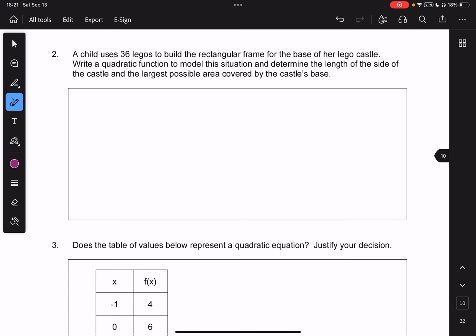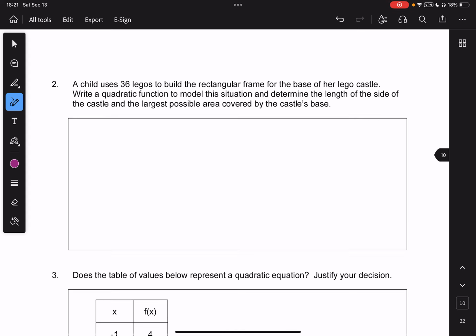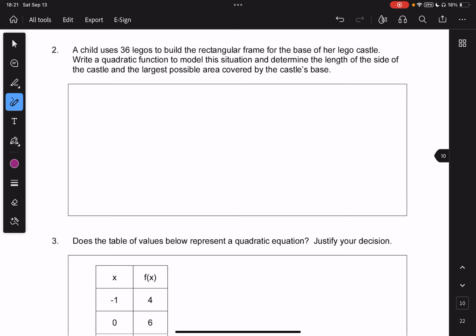Okay, so now question 2. We're still on the same prerequisite. A child uses 36 Legos to build a rectangular frame for the base of her Lego castle. Write a quadratic function to model the situation and determine the length of the side of the castle and the largest possible area covered by the castle's base. Okay, so this is a lot. Let's break down the first sentence. A child uses 36 Legos to build a rectangular frame.